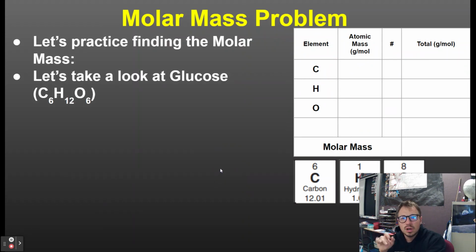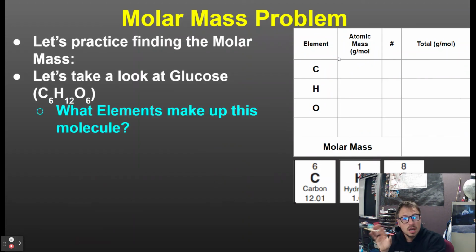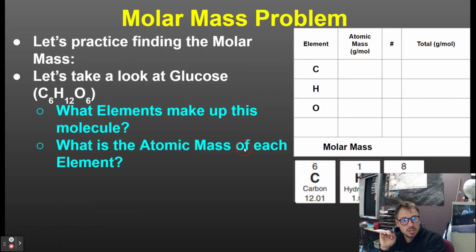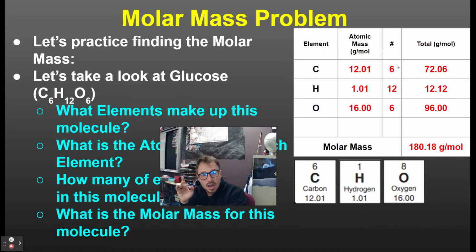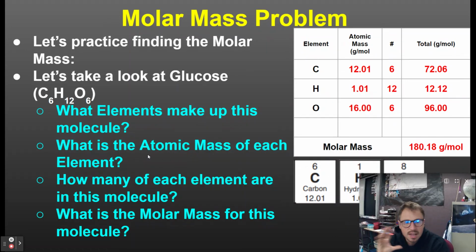So now we can get something a little more complicated, but it's the same process. Let's take a look at glucose, C6H12O6. So it has carbon, hydrogen, and oxygen. I just look on the periodic table to find the atomic mass of each of these. And the number, well, I've got 6 carbons, 12 hydrogens, 6 oxygens. I just multiply the atomic mass of each of those elements by the number of each of those, and I get the total amount for each of those elements, add them together, and this is just regular glucose, like sugar. So 180.18 grams per mole. So same process for anything. If you can do one of these, you can do any of them.